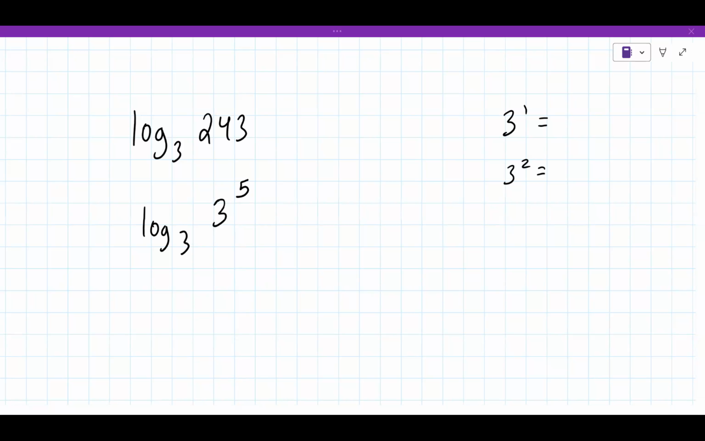So the answer would be 5. The answer is 5. Very good. All right, so let's take a look at the first logarithm law. I'm going to snip it in here.